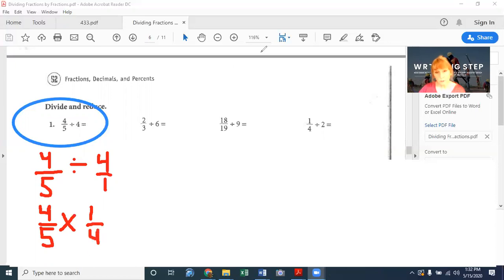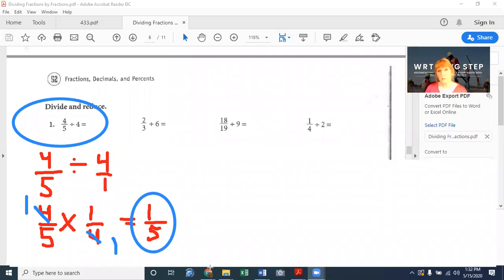I notice that there's something I can cancel. The 4's will cancel into 1's because 4 divided by 4 is 1. 4 divided by 4 is 1 on the bottom. And then I am going to multiply across the top. I'm going to have 1 times 1 or 1. And across the bottom, I'm going to have 5 times 1 or 5. 1/5 is my answer. So that is the answer, and I'll circle that. So the first one, the answer is 1/5. So 4/5 divided by 4 is 1/5.